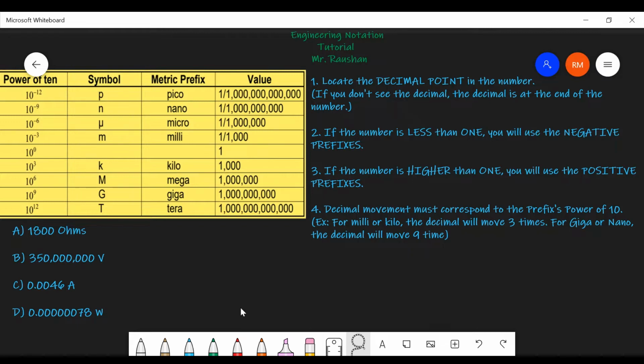So I will set up a few numbers here. I have letters A, B, C, D with numbers and the units: ohms, V for volts, A for amps, W for watts. You should know this already. This is prior knowledge.